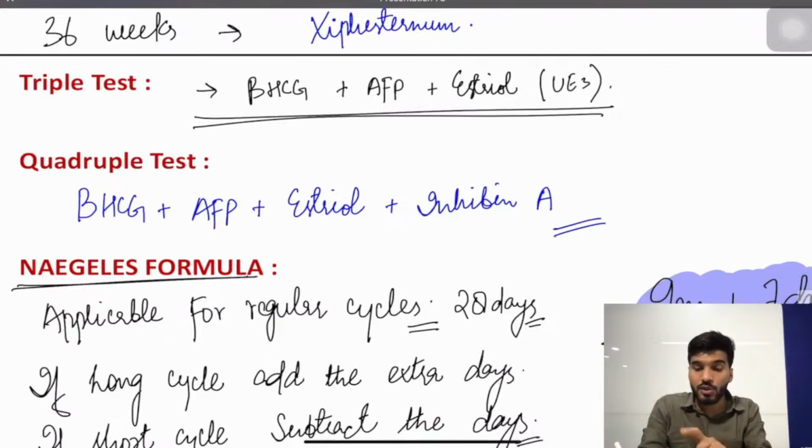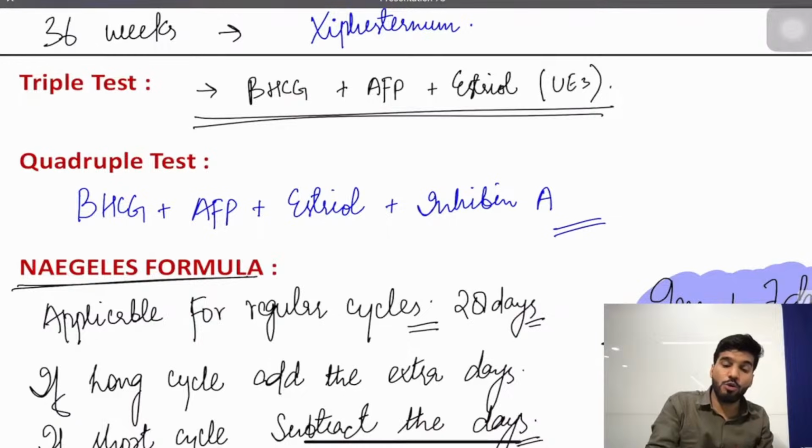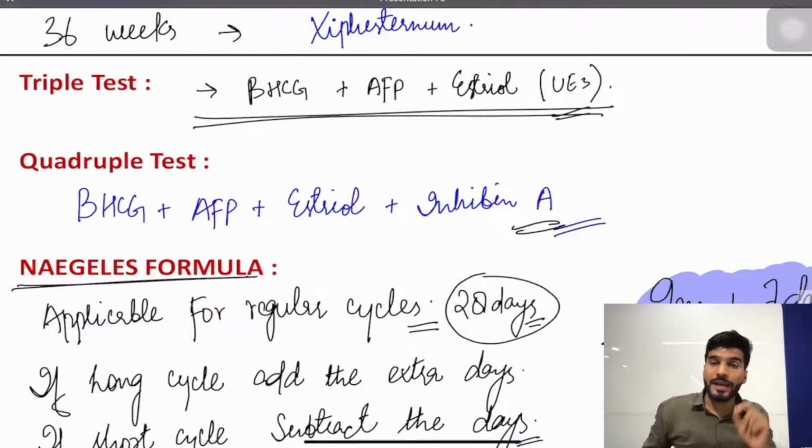UE3 you can write, so make sure it is 3. Triol, okay, not diol. In the quadruple test, you add inhibin A, not inhibin B. These are the 2 catch points, the questions that they can ask. Okay, now Naegele's formula is only applicable for the normal cycle, which is a 28-day cycle.